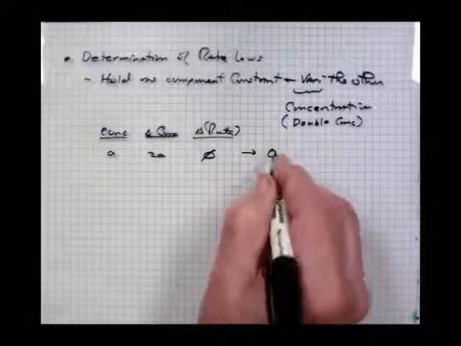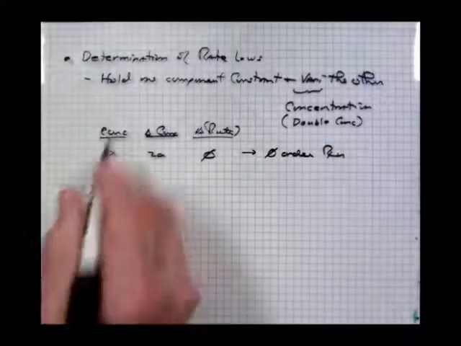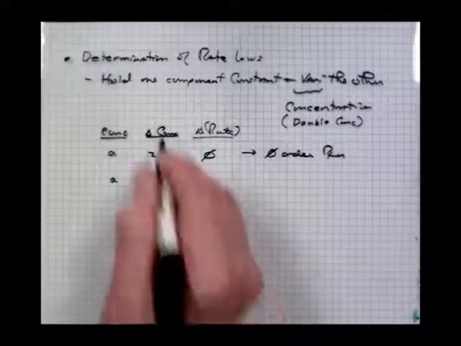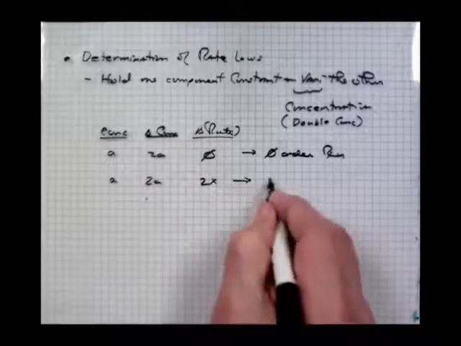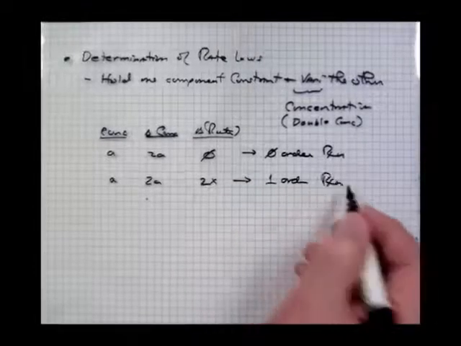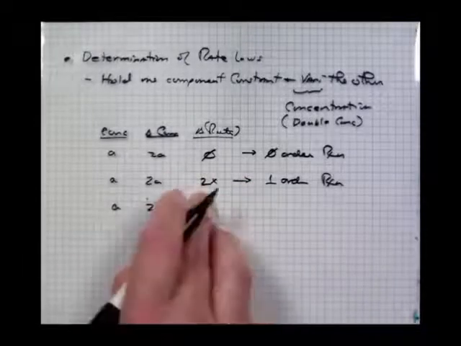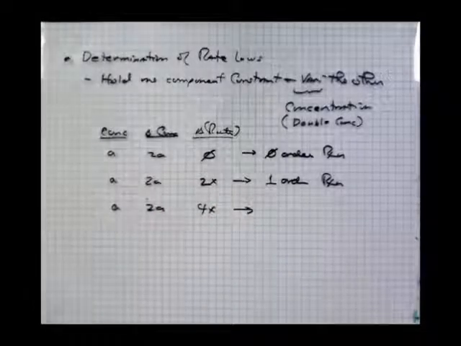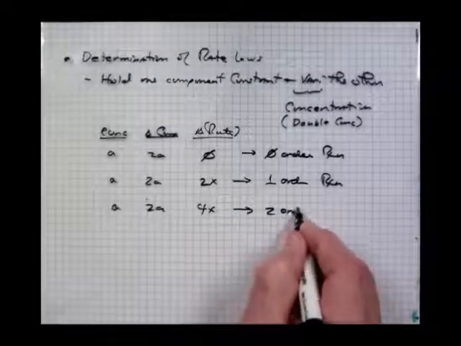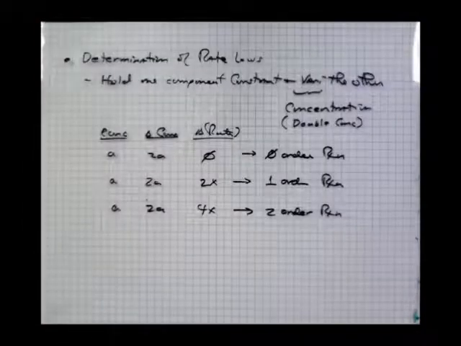This gives you a 0 order reaction. If you start out with a concentration and you double your concentration and the rate doubles, then you have what is called a first order reaction. If you double your concentration and you go up 4 times, then what you'll have is a second order reaction. Okay, so you look in the data and you try to make those decisions about how the rate changes.